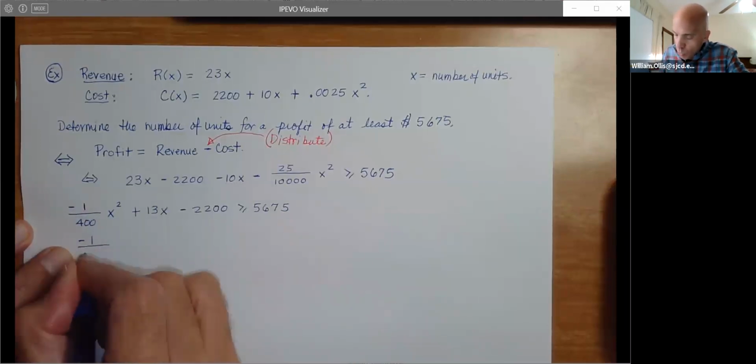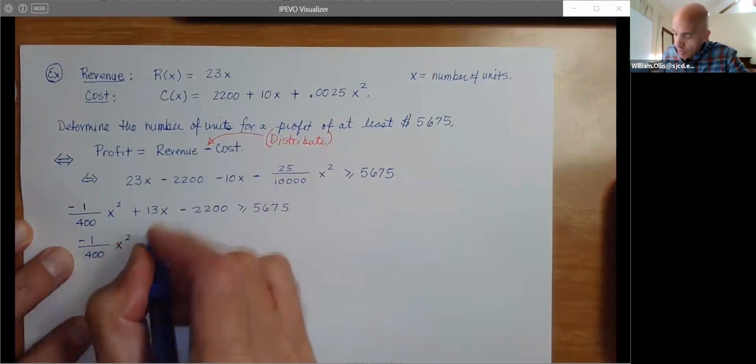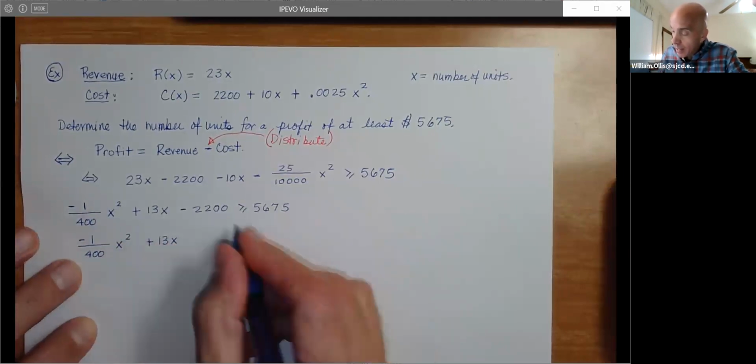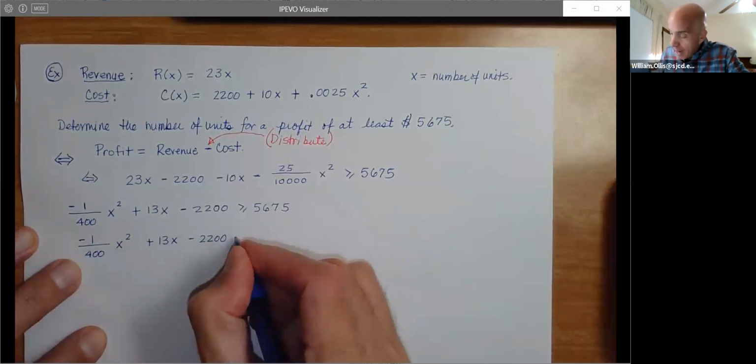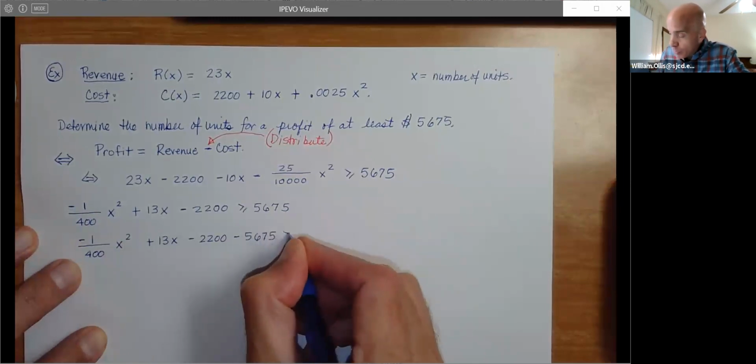I don't want you to do two or three things at a time and then make a careless mistake. Let's just go ahead and break it down so we can see what we're doing. And so now we have minus 2,200 minus 5,675 greater than or equal to 0.